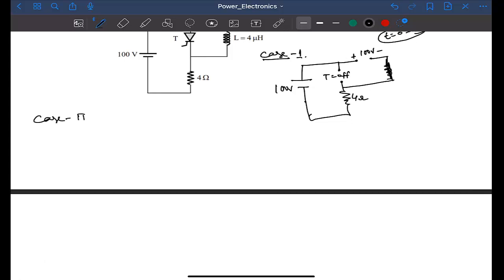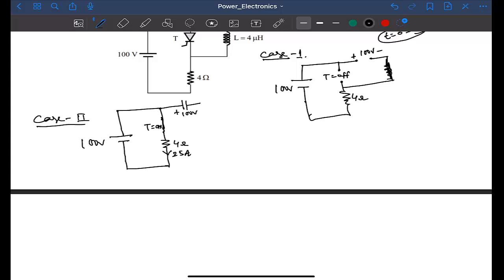When you take case 2, the circuit will look like this, 100 volt, and thyristor is on, so it will be shorted, and this is 4 ohm, so 25 ampere will flow through 4 ohm, and the capacitor will be charged like this.